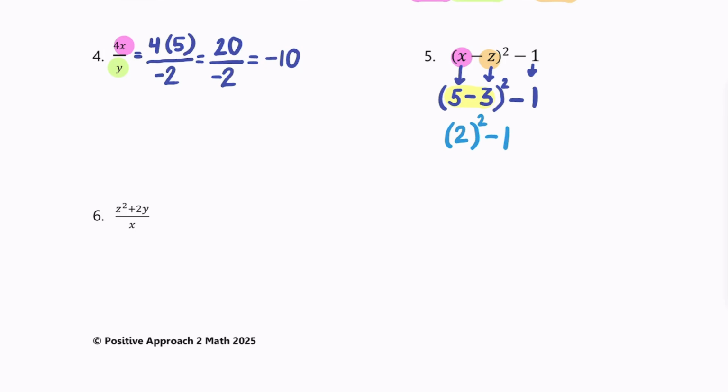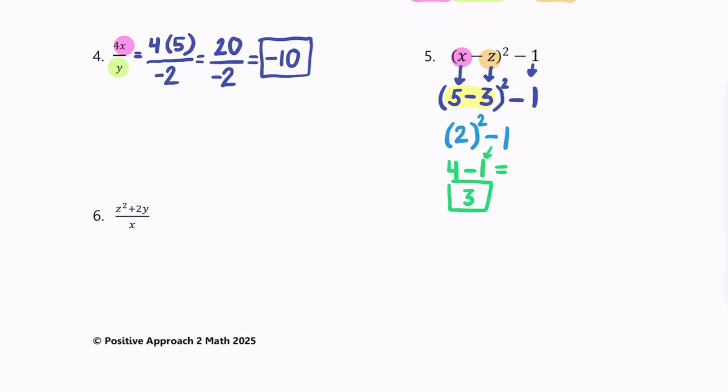Okay, now we have exponents, so we're going to do 2 squared, which is really 2 times 2, which will give us 4. And then we'll bring down that -1, and then 4 minus 1 will give us 3. So our final answer there will be 3. We'll put this -10 in a box. Okay, and last but not least, number 6.